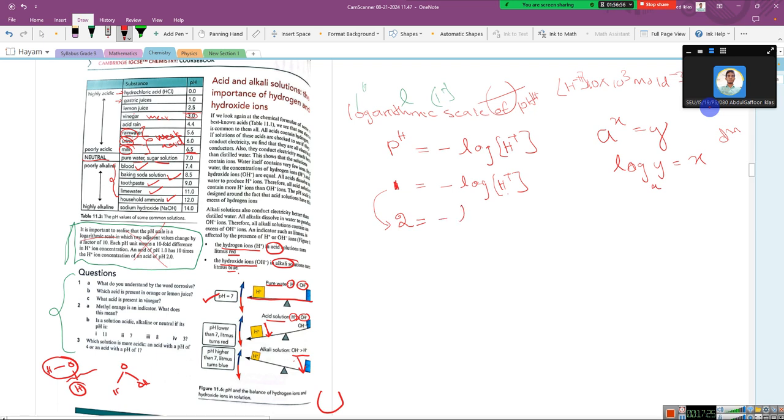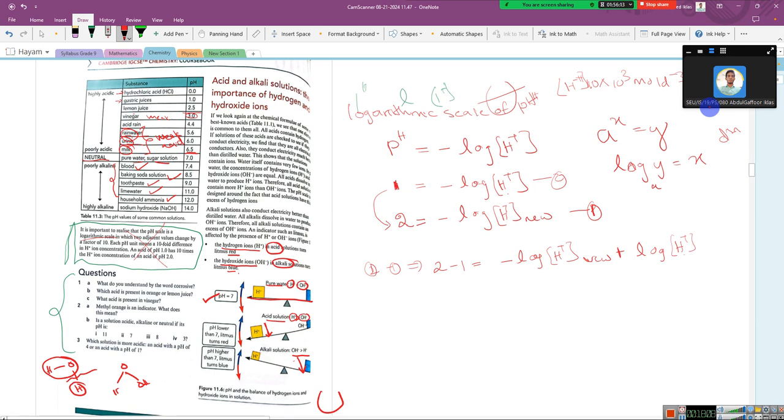So this can be written as minus log H plus concentration nu. Now what I am going to do is subtract the first equation from the second equation. If you subtract, you can write 2 minus 1 is equal to minus log H plus concentration nu minus minus log H plus. Minus into minus will become plus, so plus log H plus.